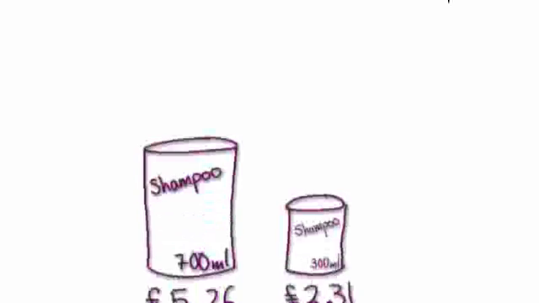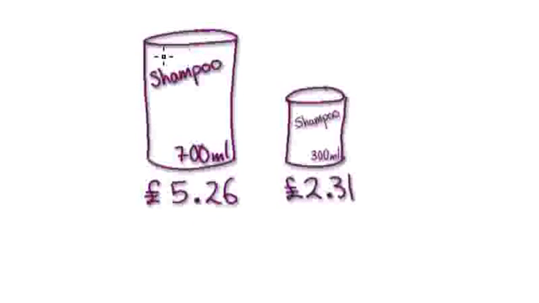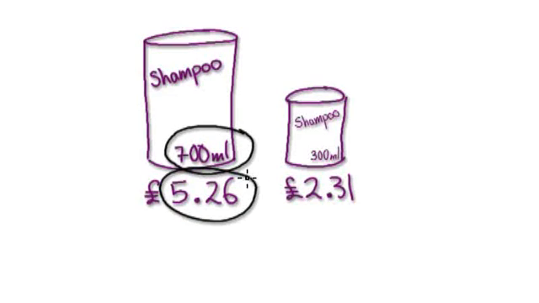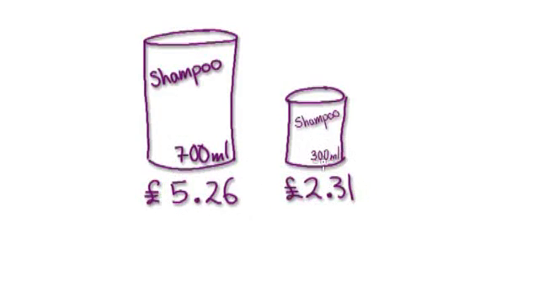Okay, let me give you guys some more practice. So let's say you're in a supermarket. You want to buy some shampoo to wash your hair. There are two versions. One, 700 milliliters, but it costs £5.26. A smaller version, only 300 milliliters, but it costs £2.31. The question is, which one is better value for money?